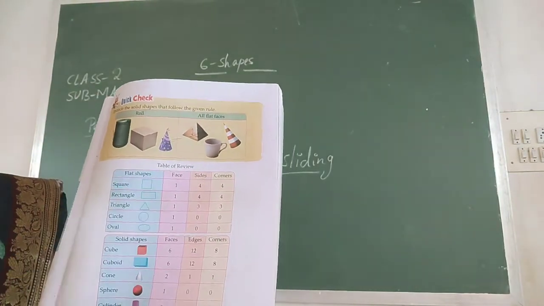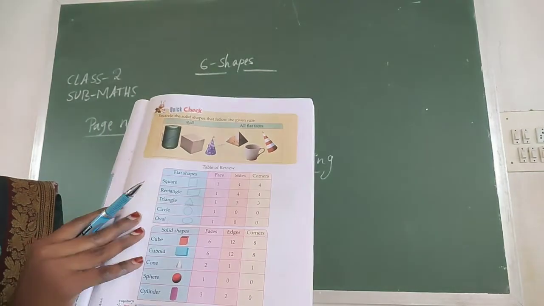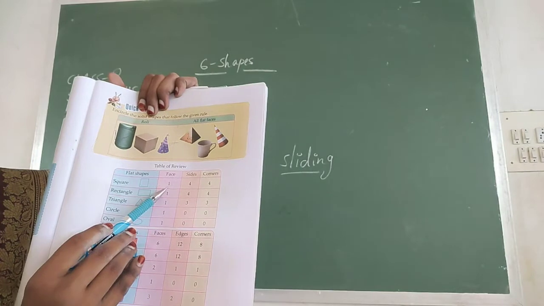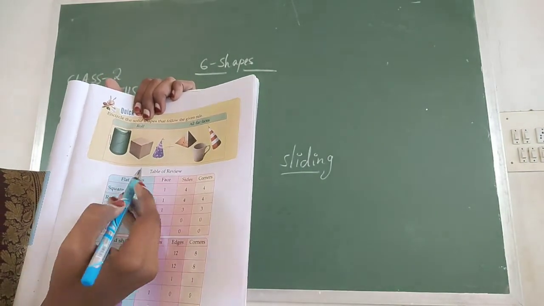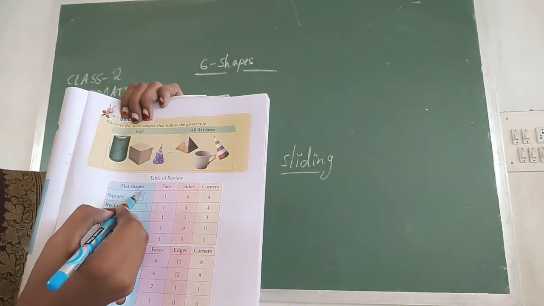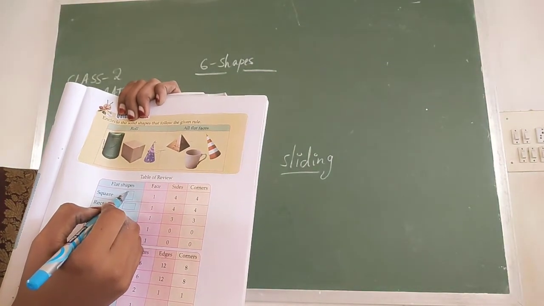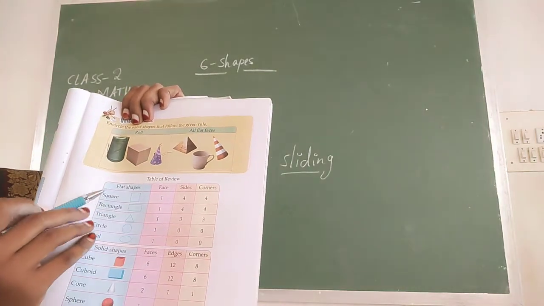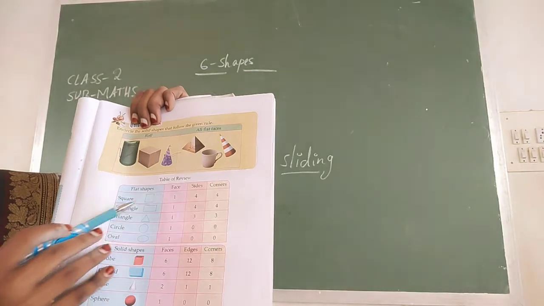See here they have given a table of review: flat shapes and solid shapes. First come to the square. Square has one face, 4 sides and 4 corners. Square has only one face. This we call a face. These lines we call sides and these points we call corners. So square has one face, 4 sides and 4 corners.